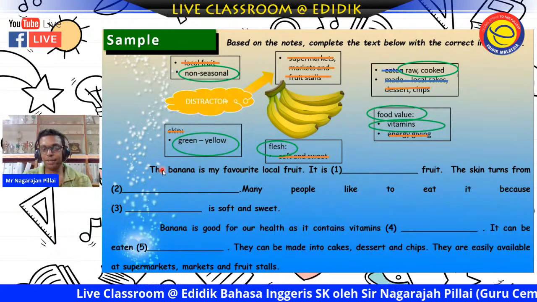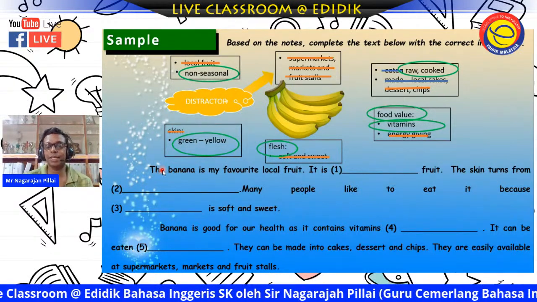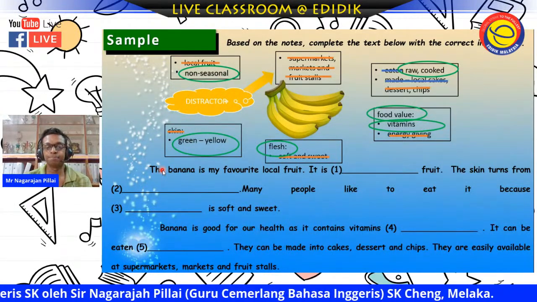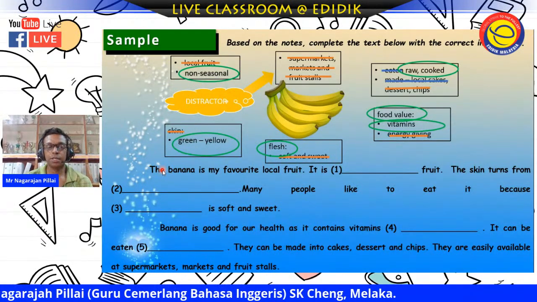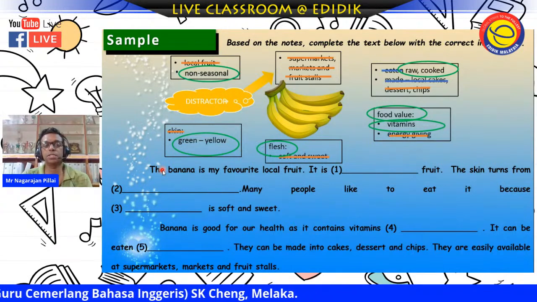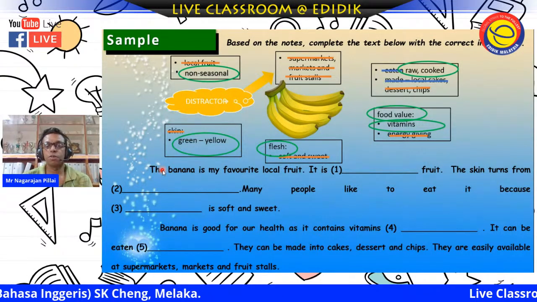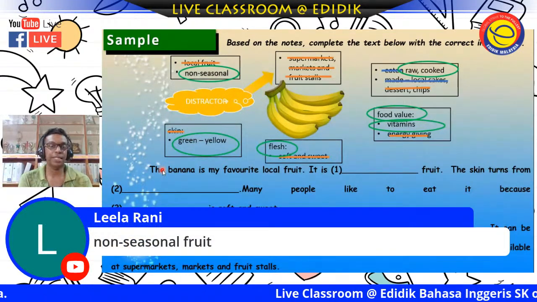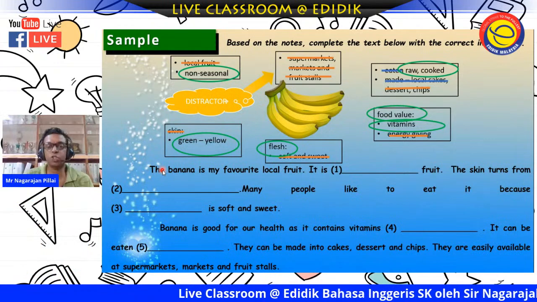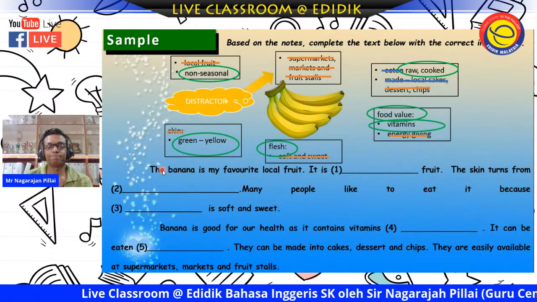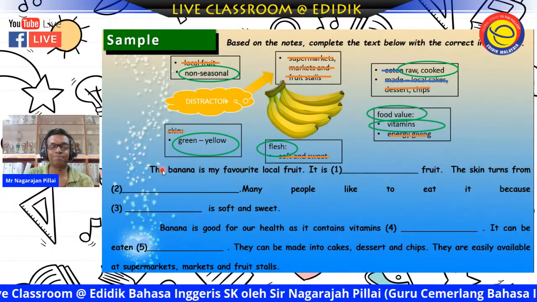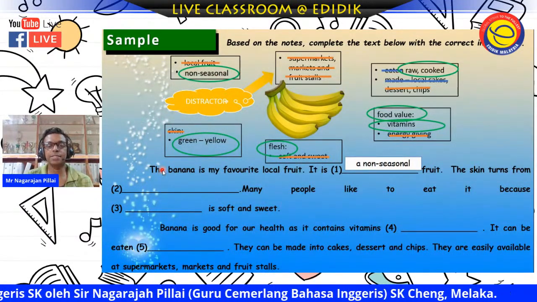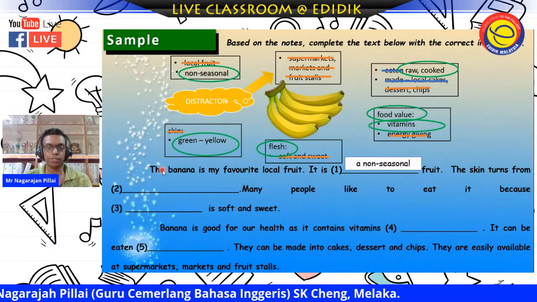You can try to answer number 1. What do you think? What is the answer? Is it green, yellow, non-seasonal, flesh, food value, vitamins, or raw cooked? It can be anything, but you have to choose the correct one. This is the answer for number 1. It is a non-seasonal fruit.